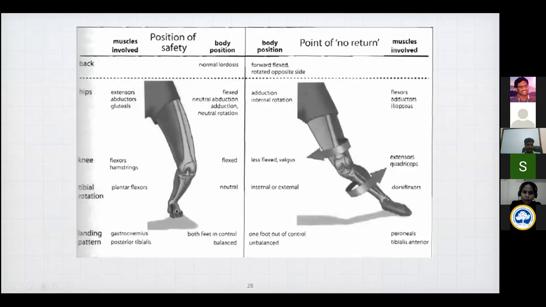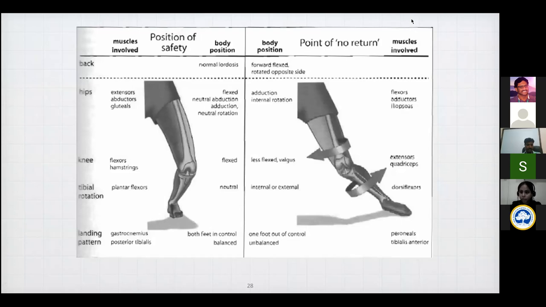So we will see, this is a normal foot planted where there is tibial rotation, neutral, no tibial rotation. The foot is plantar flexed. The hamstrings are working and extensors, glutes and abductors are working. Here, if we see, it is rotated. So there is opposite rotation. It is less flexed, more extended. And there is valgus force. So extensors and quadriceps are working here. Dorsiflexors are working, the foot is pronated, so peroneus and tibialis anterior are working, while the calves and tibialis posterior should be working here.